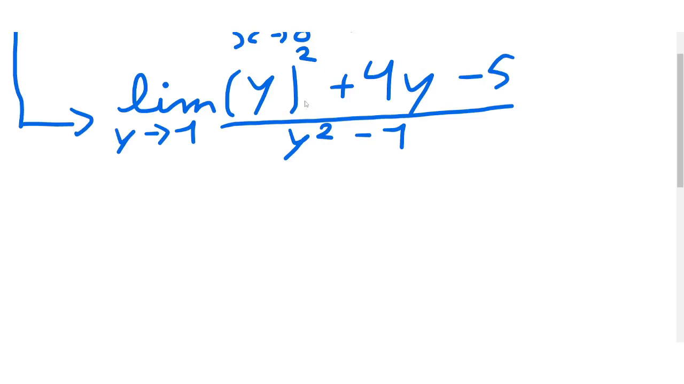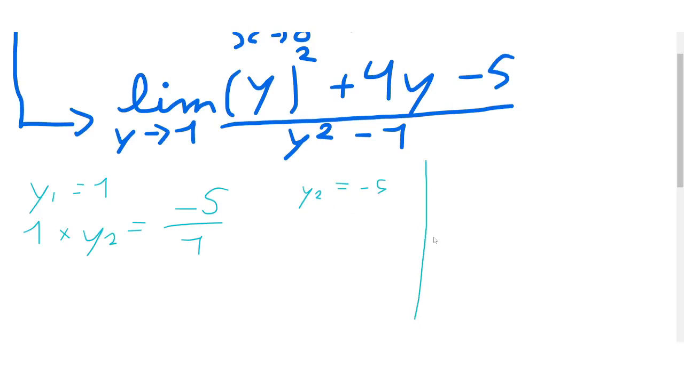For our numerator, we can clearly see that 1 is one of our roots. So we can use the following formula to try and find our second root. We have 1 times the second unknown root is equal to c over a. In this case, our c is equal to minus 5, so we have minus 5, and a is equal to 1, so over 1, meaning our second root is just going to be equal to minus 5.